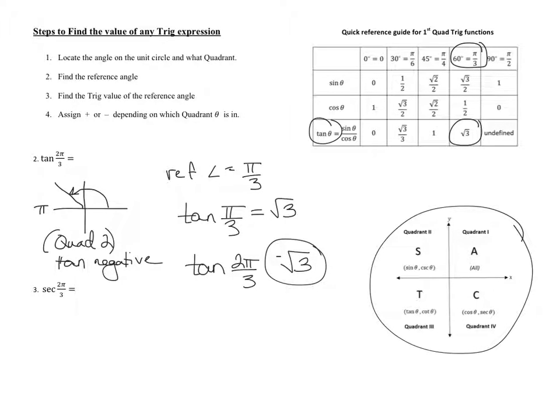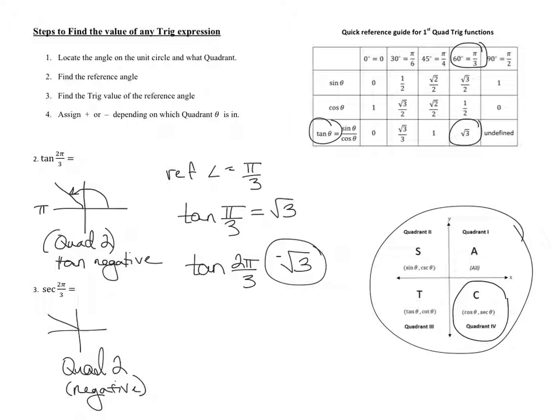Okay, now let's look at the secant of 2 pi over 3. So we know that 2 pi over 3 is in quadrant 2. This time let's think about the secant. The secant and the cosine are reciprocals of each other. And we know that cosine and secant are positive in quadrant 1 and negative in quadrant 2, but we're looking at quadrant 2. So we know this is going to be negative also. Okay? Now we're looking for secant.